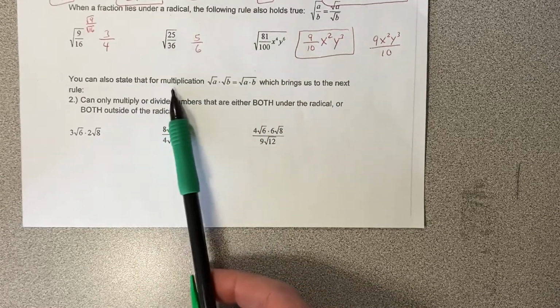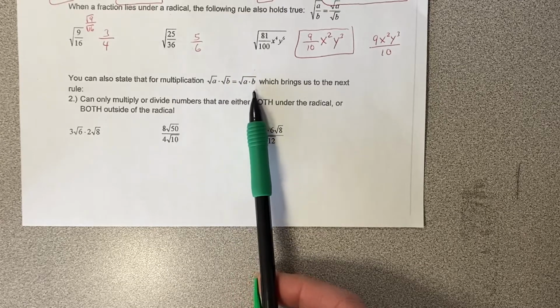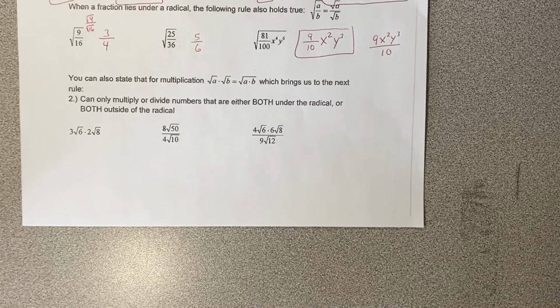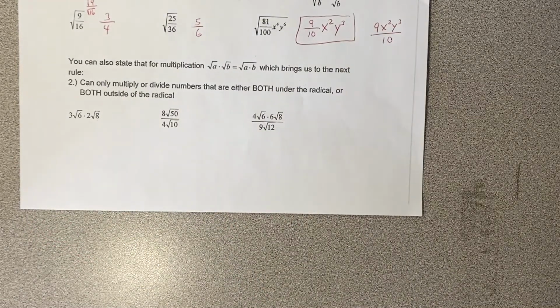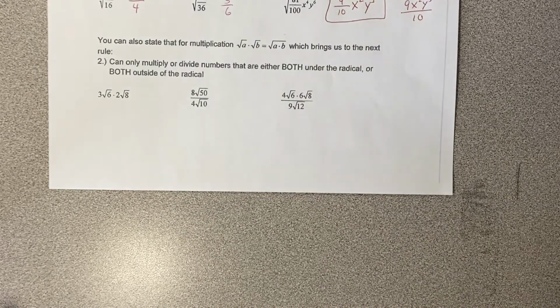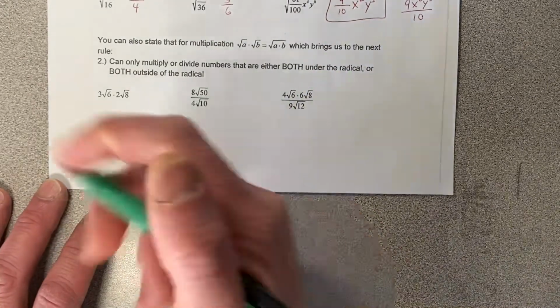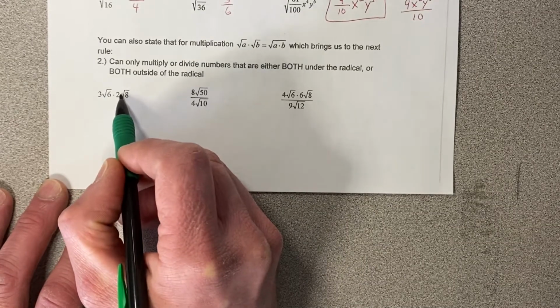So you can also state that for multiplication, square root a times square root b is equal to square root of a times b. This next rule says that you can only multiply or divide numbers that are either both under the radical or both outside of the radical. So for example, 3 square root 6 times 2 square root 8. This is 3 times square root 6, and this is 2 times square root 8.